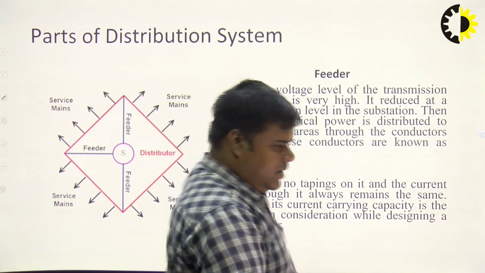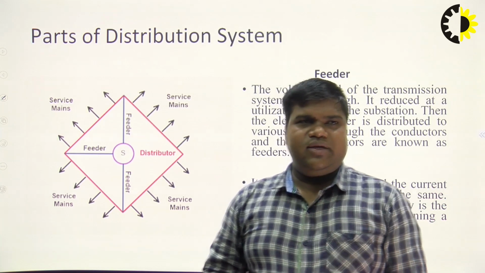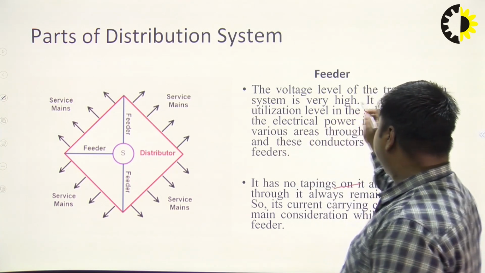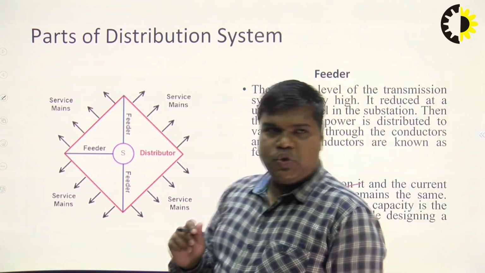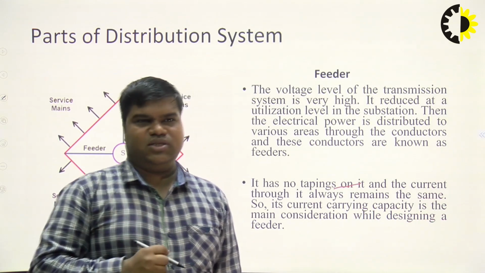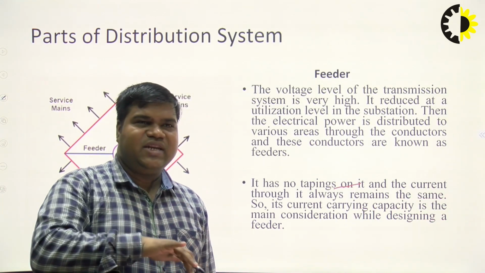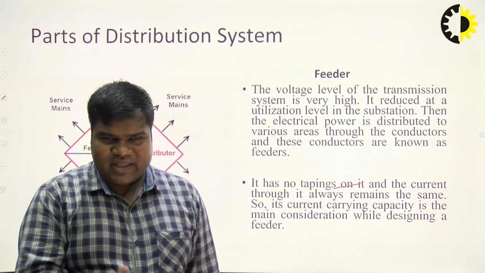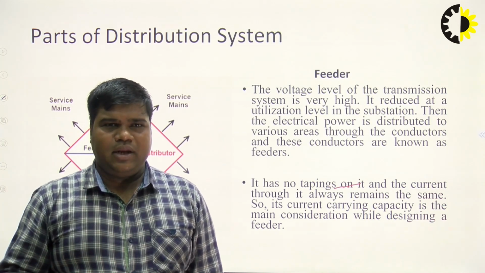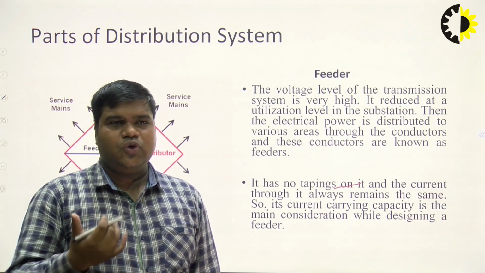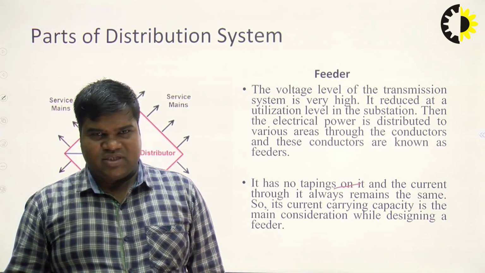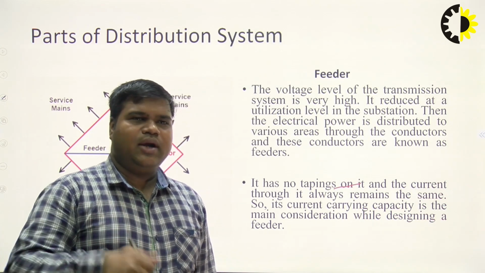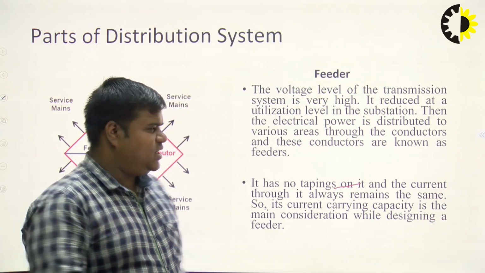So if we talk about the feeder part, the voltage level of a transmission system is very high. It reduces to a utilization level in the substation. Then the electrical power is distributed to various areas of the power system network through conductors, and these conductors are known as the feeders.